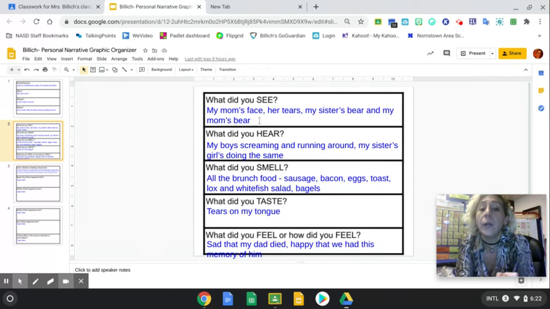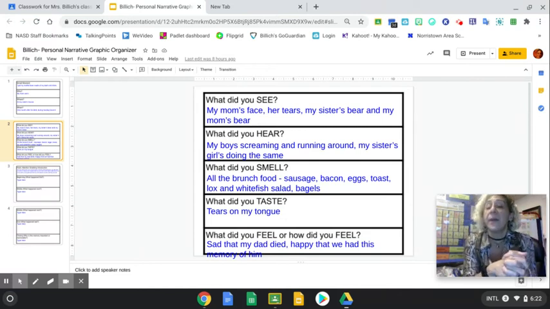I wrote down, because I got it a month after my father had died, when we were over my sister's house for brunch. I said I saw my mother's face and her tears, and my sister's bear was also there, and my mother's bear. And we heard my boys running around screaming around the house, and my sister's girls doing the same. And we smelled all the brunch food. And so these are details that I might include in my good copy.